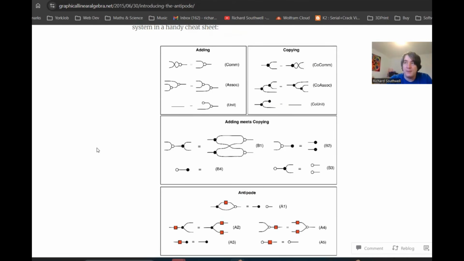At some point in the future, I'd really enjoy looking at SU2 and looking at some of these kind of matrix groups that are really significant for physics, but using this graphical linear algebra point of view. I believe that might open up some new doors.